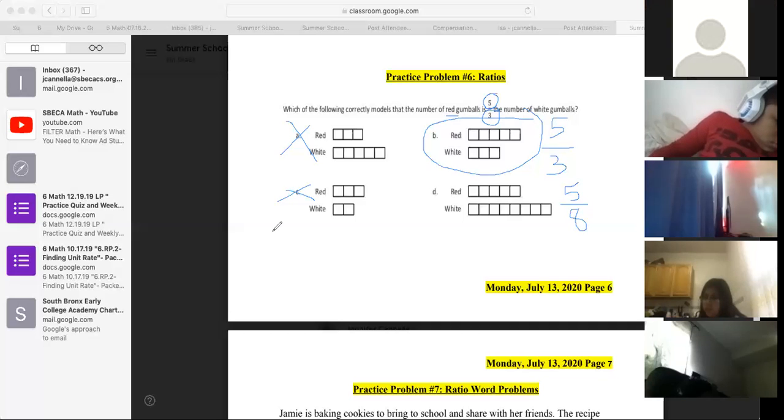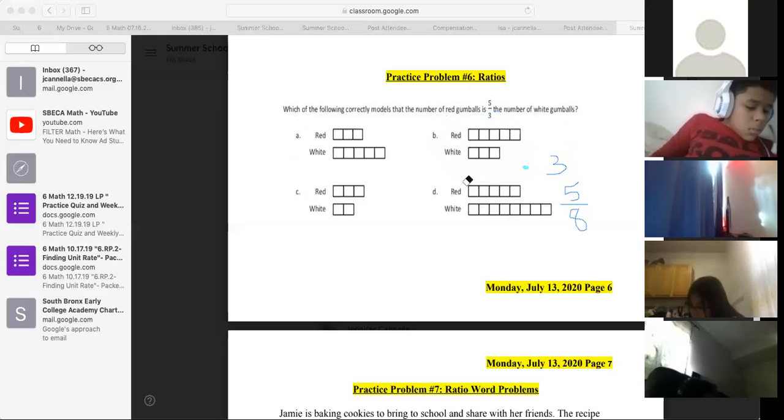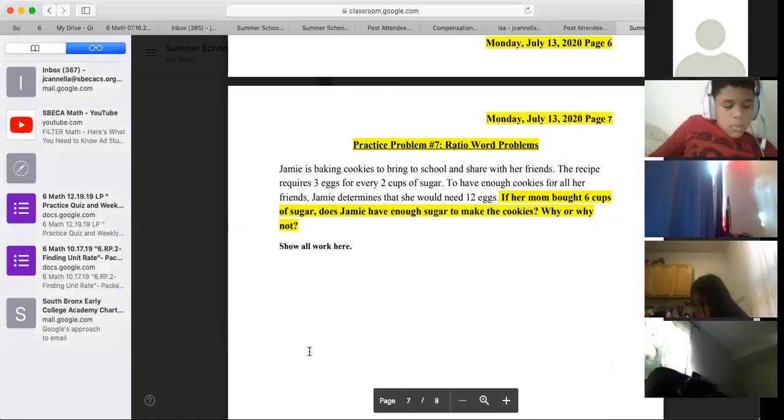Miss Canela, all you have to do, Lorenzo, is draw 5 red squares and 3 white squares. Very simple. 5 red squares and 3 white. That's a very easy problem. All right, last problem.